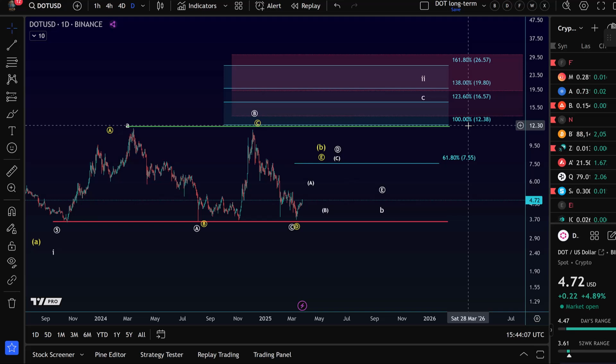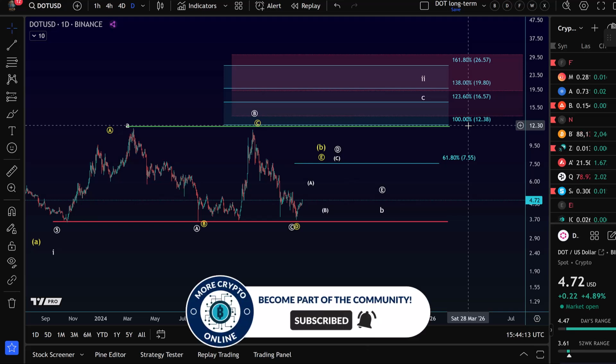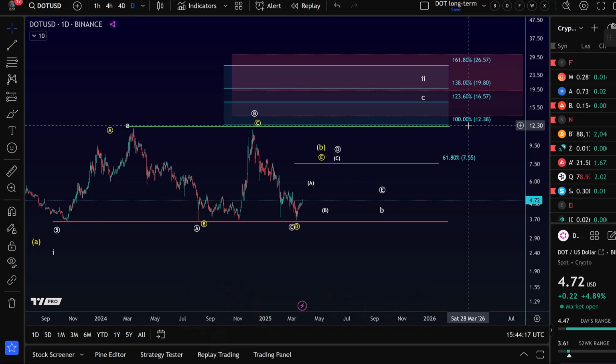So it's time to review the DOT chart again because we see some upside momentum. We already saw that upside momentum start in the last video, but now we start to see some more price action in line with the microstructure I shared with you in the last updates. So we'll take a look at that.